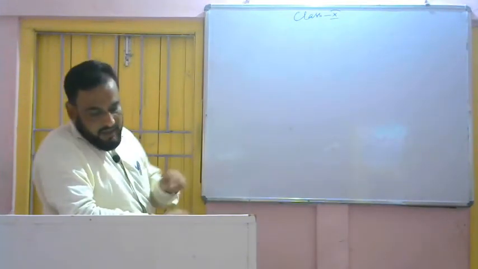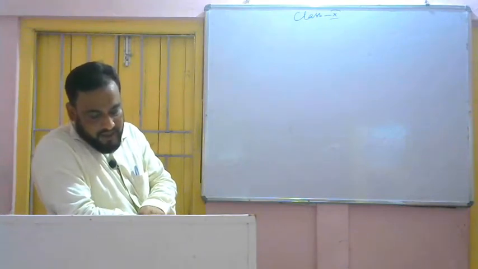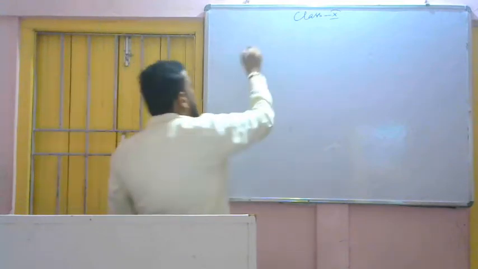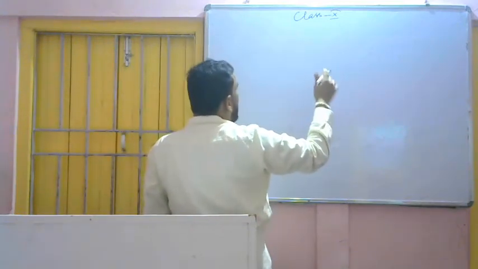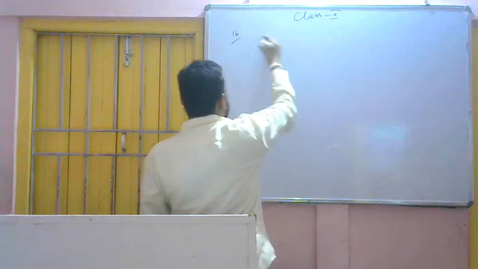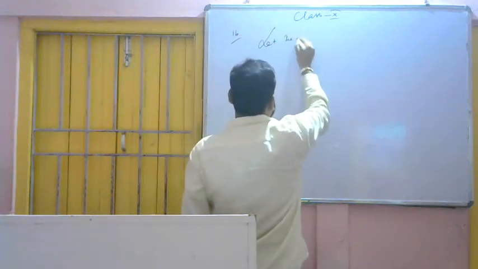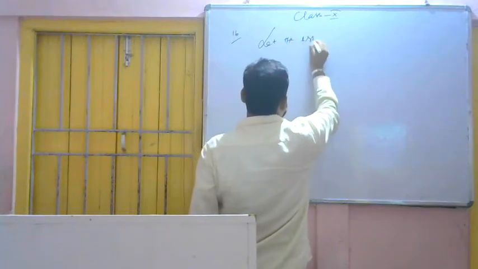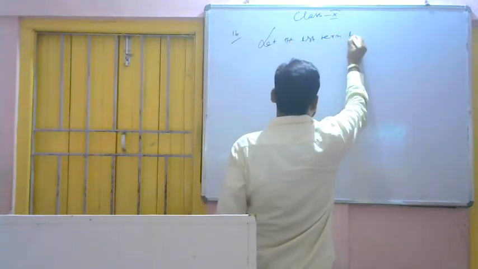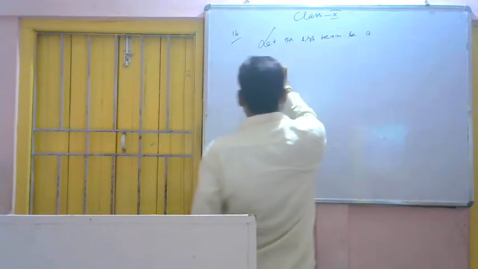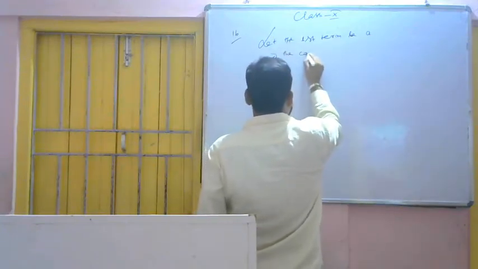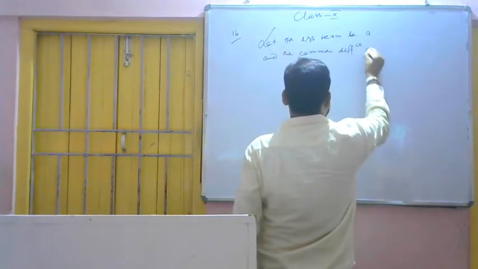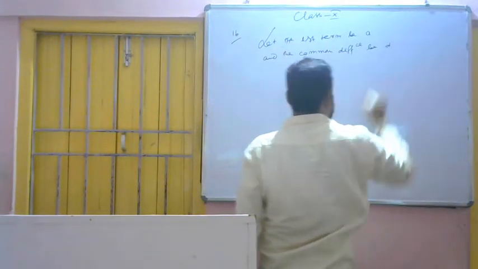Question number 16. Determine the AP whose third term is 16 and the 17th term exceeds the fifth term by 12. We don't know the first term and the common difference, so first of all we will consider it. Let the first term be A and the common difference be D.